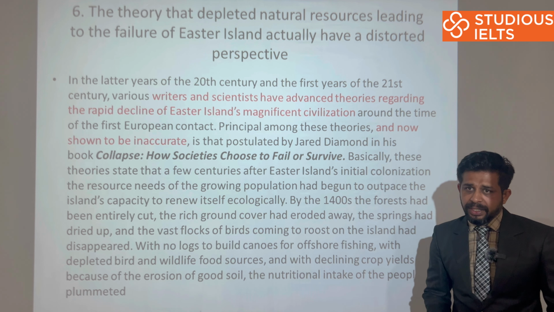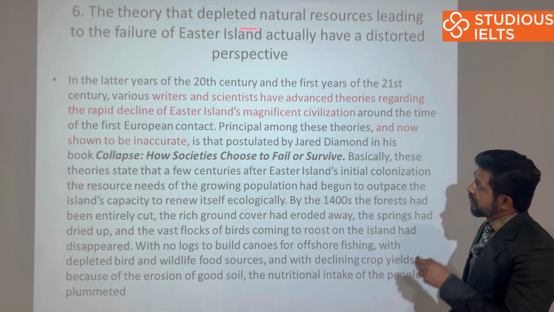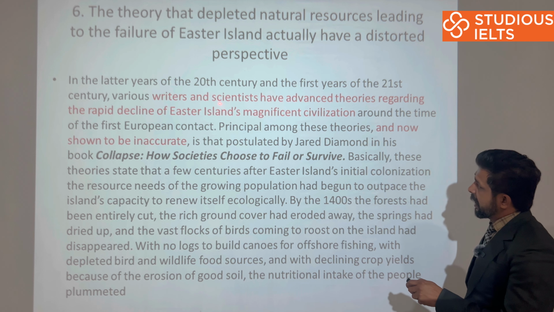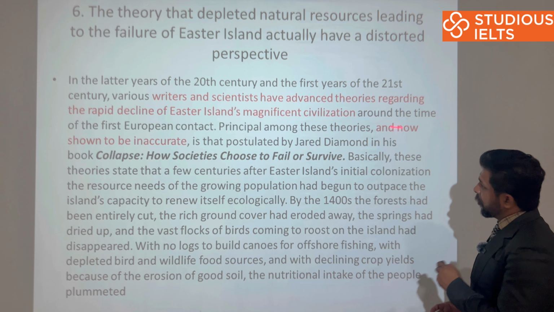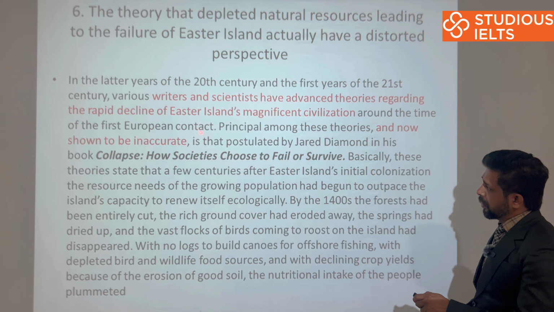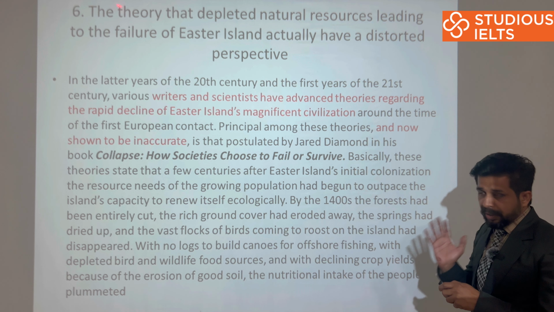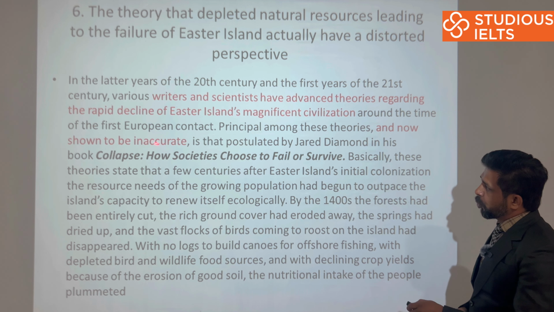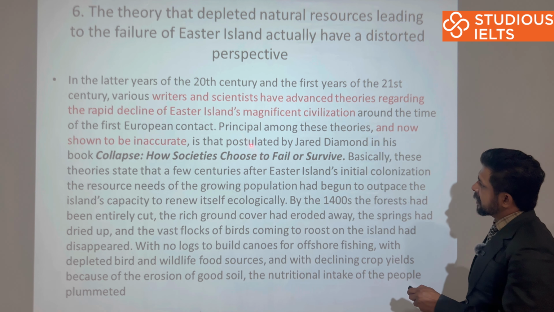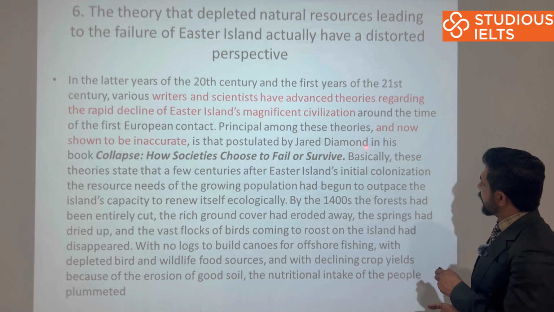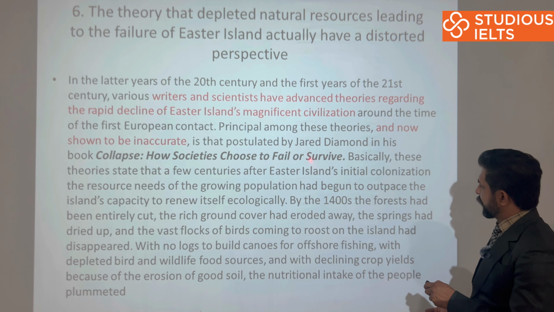Yes, one part is covered. A theory was established, right? Just as the question says, a theory was established by different scientists and writers. Around the time of the first European contact, principal among these theories, which was the major theory, and now shown to be inaccurate, is that postulated by Jared Diamond in his book Collapse: How Societies Choose to Fail or Survive.